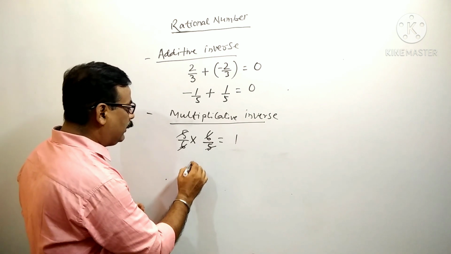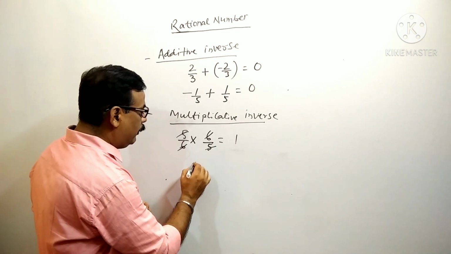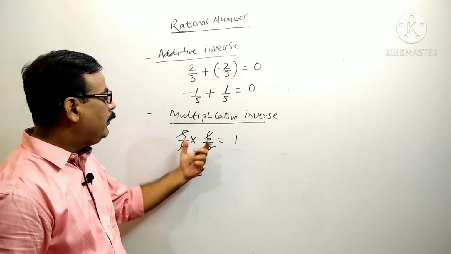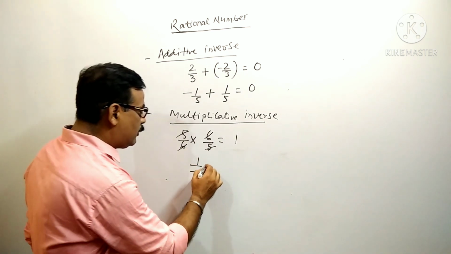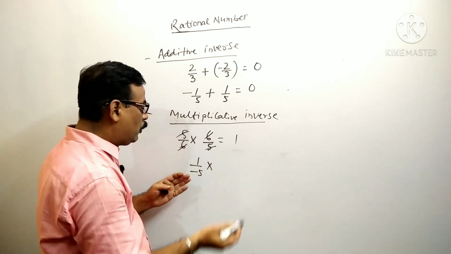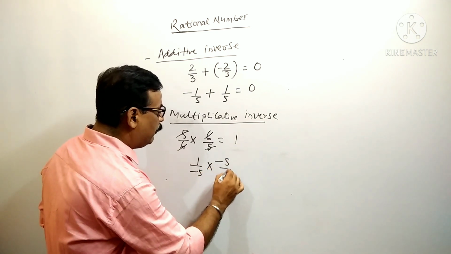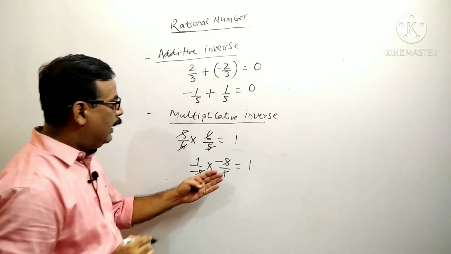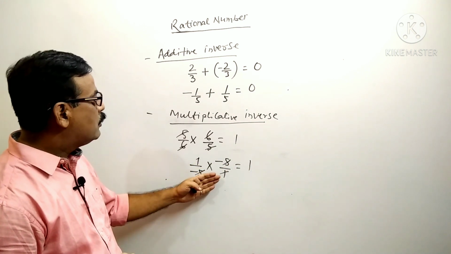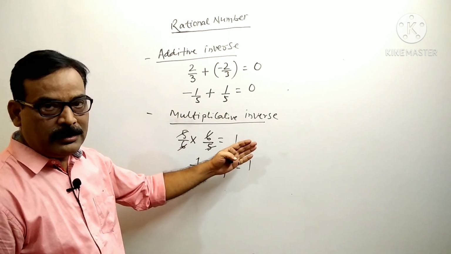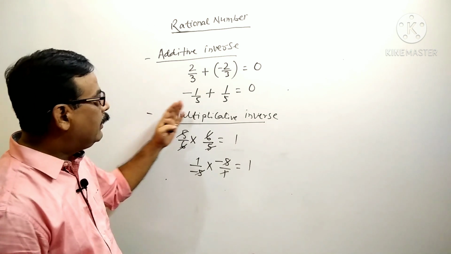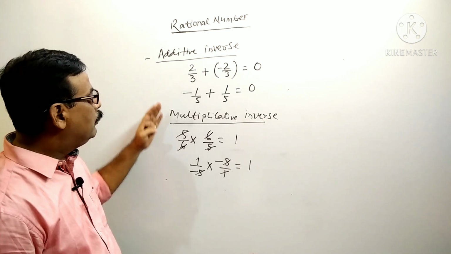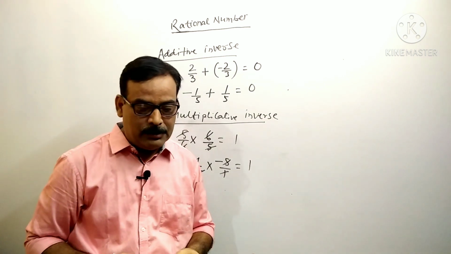Another example we are looking at here. Suppose here is 1 by minus 5. So what will be the multiplicative inverse of this number? We just reverse the number, the reciprocal of that number, minus 5 by 1, and after solving this problem we get 1, and this is called the multiplicative inverse. So I think you are getting my point, and this is very easy to find, the additive inverse as well as the multiplicative inverse.